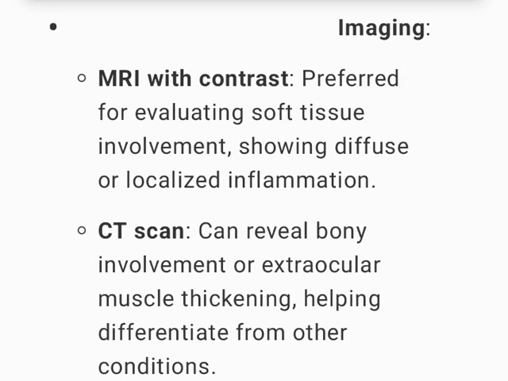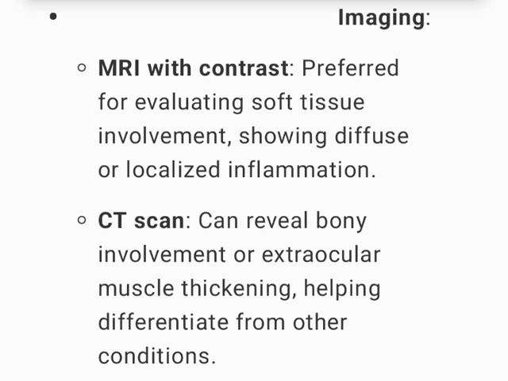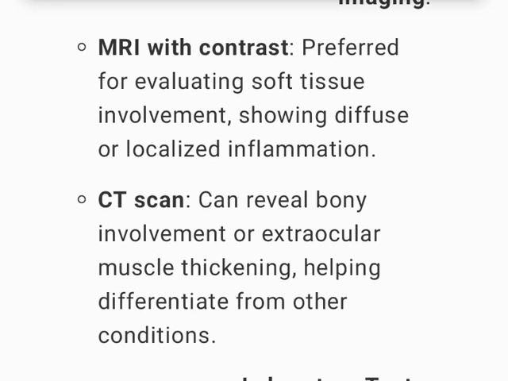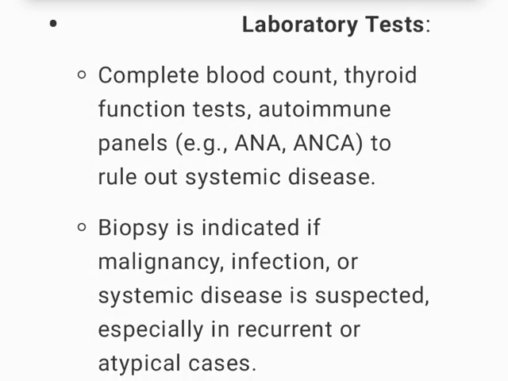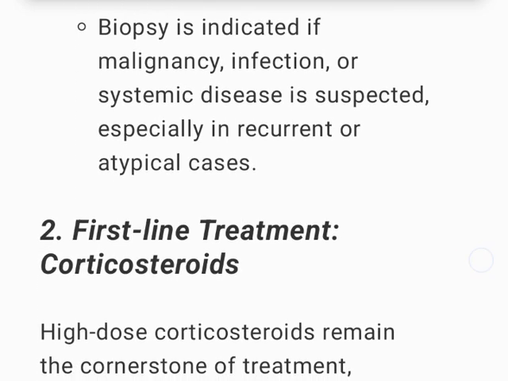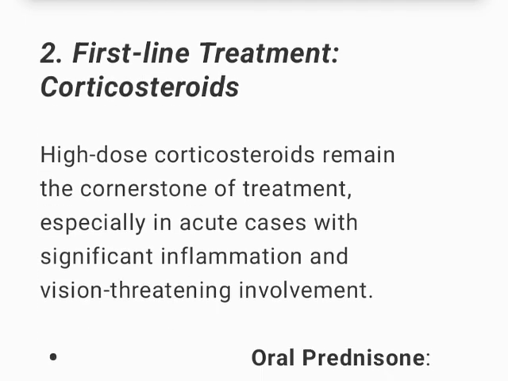Imaging: MRI with contrast is preferred for evaluating soft tissue involvement, showing diffuse or localized inflammation. CT scan can reveal bony involvement or extraocular muscle thickening, helping differentiate from other conditions. Laboratory tests: complete blood count, thyroid function tests, autoimmune panels, e.g. ANA, ANCA, to rule out systemic disease. Biopsy is indicated if malignancy, infection, or systemic disease is suspected, especially in recurrent or atypical cases.